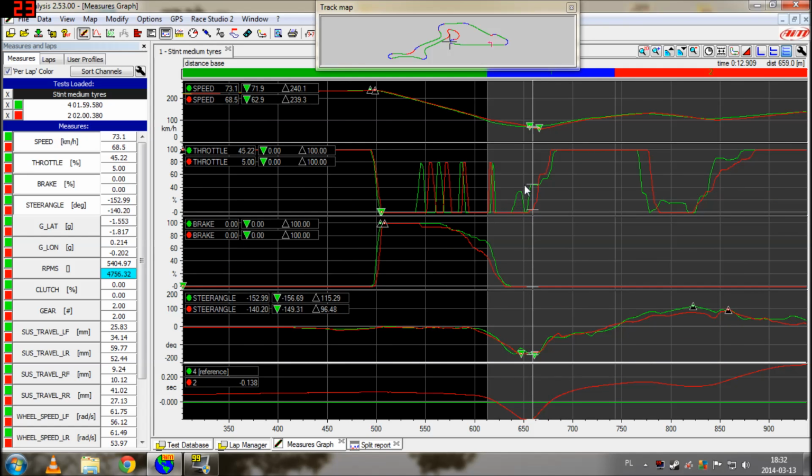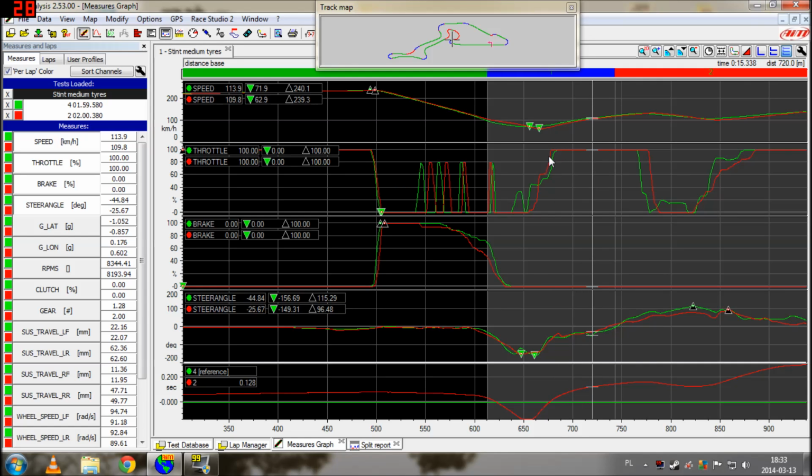Because of this, I carried more speed. Look, 76 to 64, so 8 kilometers per hour faster on the green lap. So that's why, even though I was quicker on the throttle, I was flat out on the red. The gap goes up all the time. And look at the speed: roughly 3-4 kilometers per hour difference.